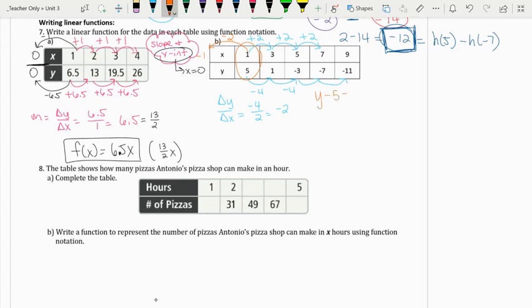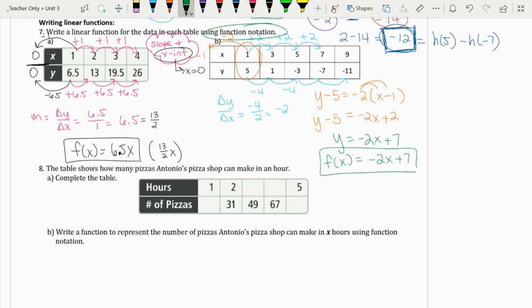So y minus the y1 equals our slope times x minus the x1. Now, technically, it doesn't tell us that we have to change it, but I do want this in function notation, so it should be f of x equals something. So we're going to go ahead and solve. So we distribute, and then we would add 5. So we get y equals negative 2x plus 7. Now, the problem is, again, we want function notation, which means we need to rewrite it as f of x equals negative 2x plus 7.